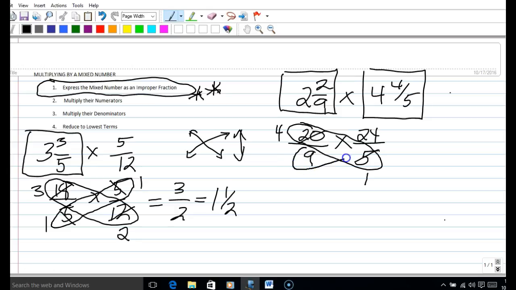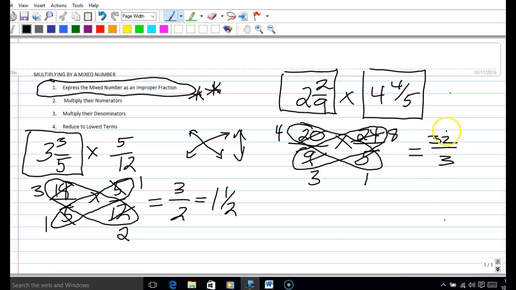And it also is the case that here 9 and 24 both contain a common factor of 3. So I'm going to divide each one of these by 3. 9 divided by 3 is 3. And 24 divided by 3 is 8. So now I'm going to multiply numerator times numerator. 4 times 8 is 32. And 1 times 3 is 3.